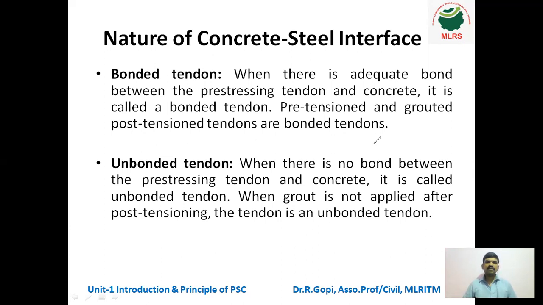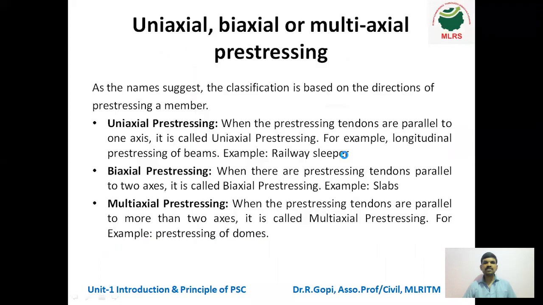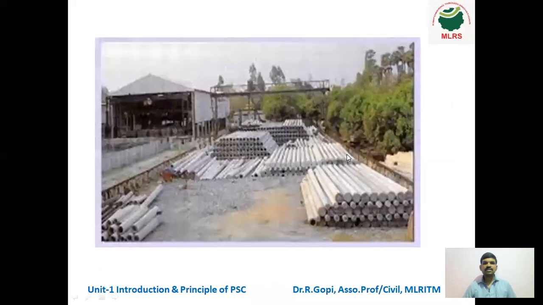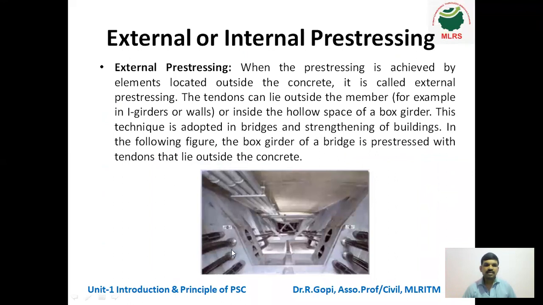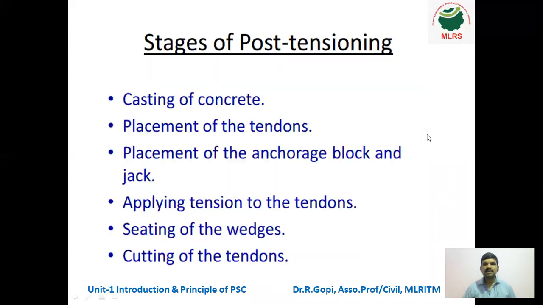Unbonded tendon means when there is no bond between prestressing tendons and concrete. When grout is not applied after post-tensioning, the tendon is called an unbonded tendon. The best example for unbonded tendons is external prestressing, as we have seen. You can see here external prestressing. Here there is no concrete around the tendons, so these are called unbonded tendons.